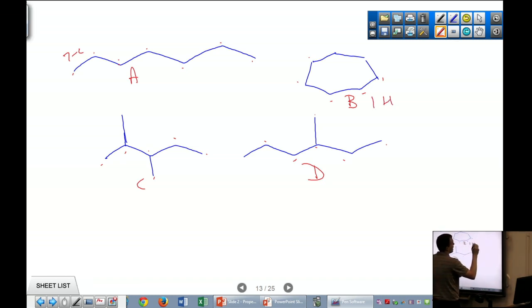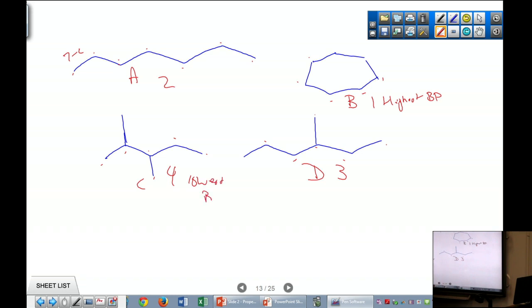Now that one's out. Now it just comes down to the number of branches. So this one's going to be second because it has the fewest branches. This one's third. This one's fourth and the lowest boiling point because it has the most branches. So you just have to remember: rings higher than straight chain, straight chain higher than branched chains.